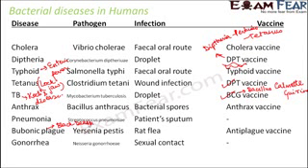Gonorrhea is caused by the pathogen Neisseria gonorrhoeae. It is a sexually transmitted disease. It is STD. Therefore, it spreads through sexual contact.